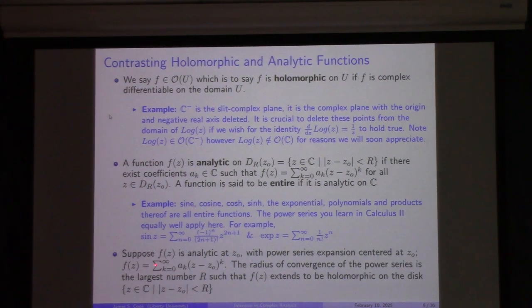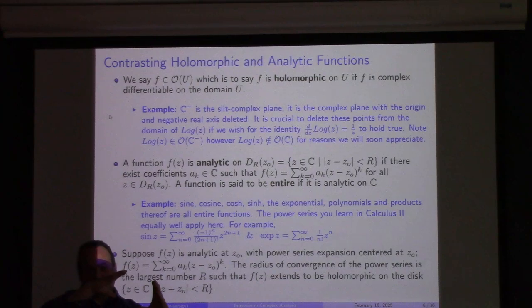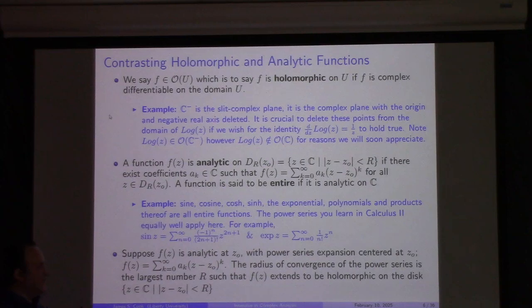So here's the deal. If we have f of z analytic at z0 with a power series centered at z0, that means that f of z is given by a power series. The radius of convergence in this case is an honest to goodness radius. It is the largest number r such that f of z extends to be holomorphic on the disk as such. So basically, the rule in the complex context is that the domain of analyticity relative to a center point is as big as it possibly can be until you hit a singularity, at some point where you don't have the convergence of the power series.